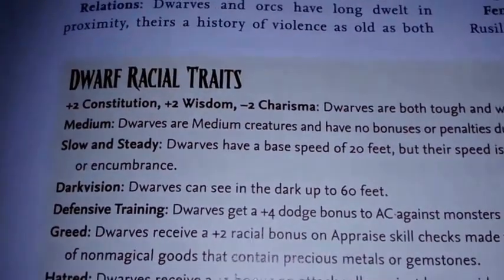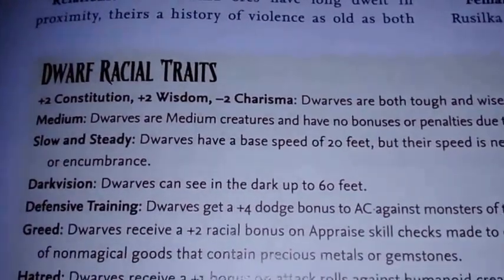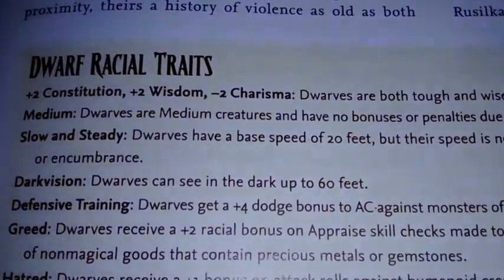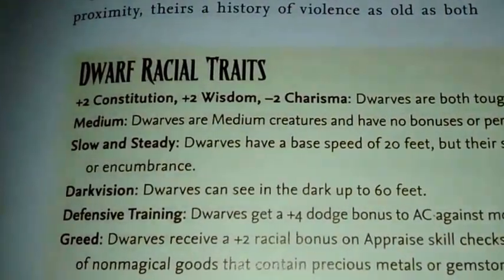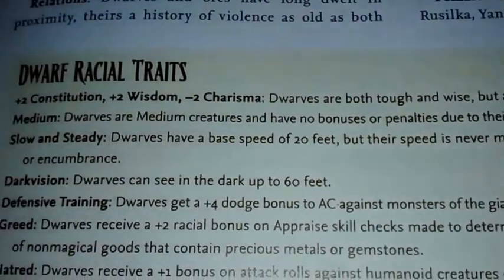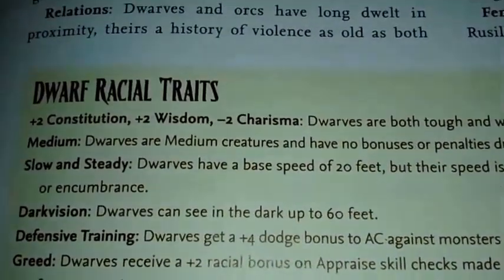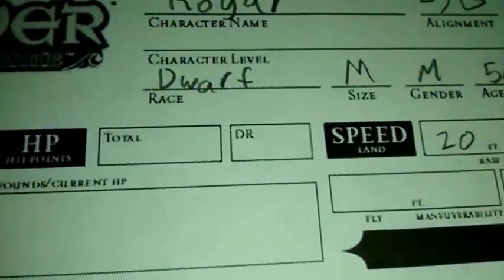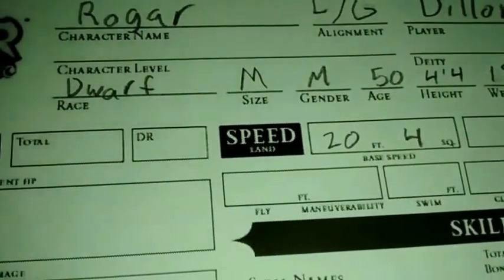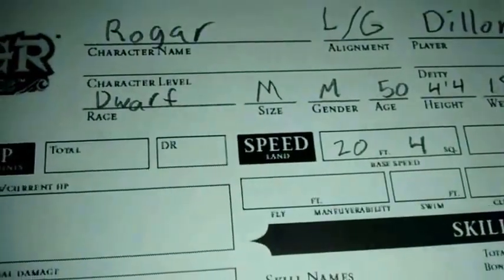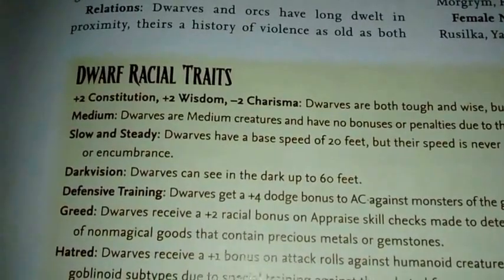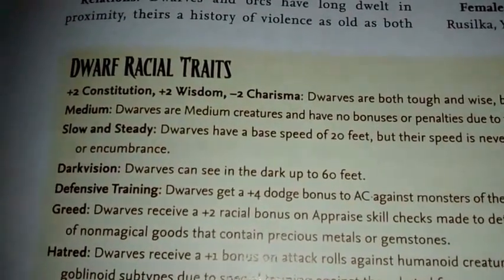The next thing is generally a size. For the core classes, the only sizes are going to be medium and small. And so you just want to take the rest of the text after that is just thematical. But you want to take medium in the case of dwarves, and then go over to your character sheet, and under size, just put an M, which stands for medium. And also under gender, put either an M for male or an F for female. My character is a male, so I put an M there. Next, we're going to take a look at speed.